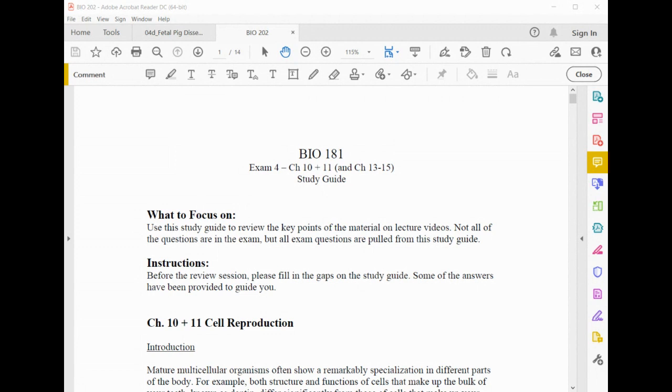So what I was hoping to do today was to go through the study guide for your last exam, which is going to be exam 4, and that's going to cover chapters 10 to 15. But really, our big focus will be on chapters 10 and 11. I've uploaded the study guide to the Blackboard, so you should be able to find it. I'm just scrolling at the same time as I'm speaking. Above the lecture exam 4. So it's there available for you to download.